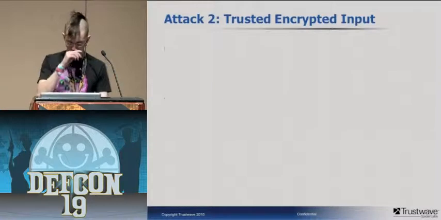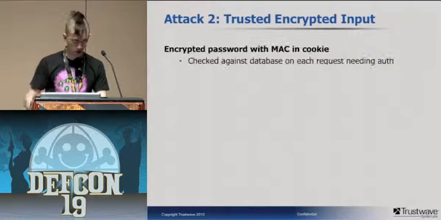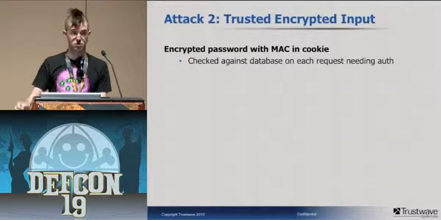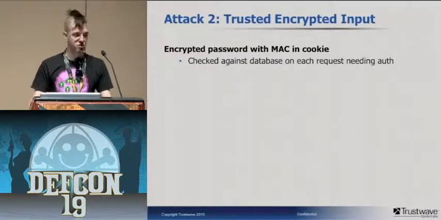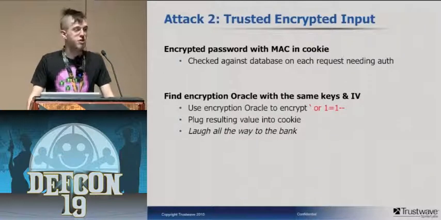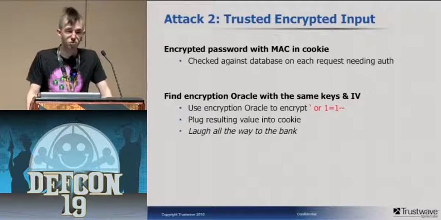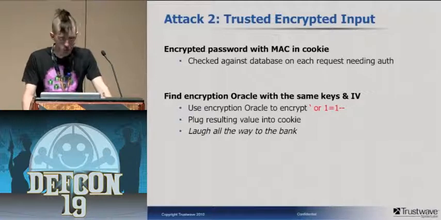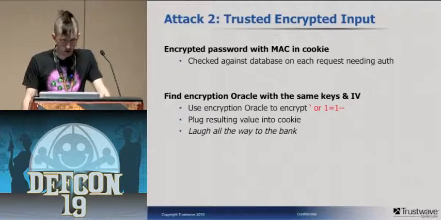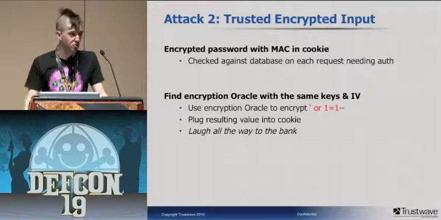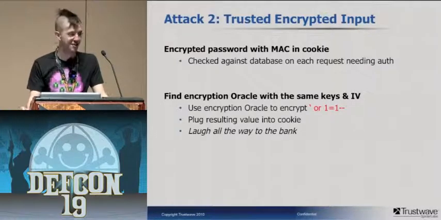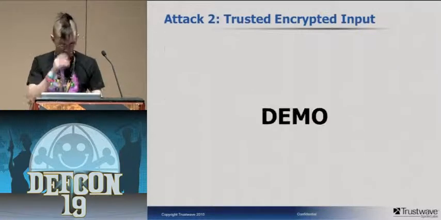Why spend the cycles? So let's say that you have an encrypted password MACed in a cookie, like this auth cookie that we're talking about. And that's checked against the database on each request needing authentication. And you find an encryption oracle somewhere else that allows you to encrypt arbitrary data. So you encrypt single quote or 1 equals 1. Let's say it's just the password that's in this cookie, and then plug the resulting value into the cookie. Well, that's ugly. So let's take a look at this in action.